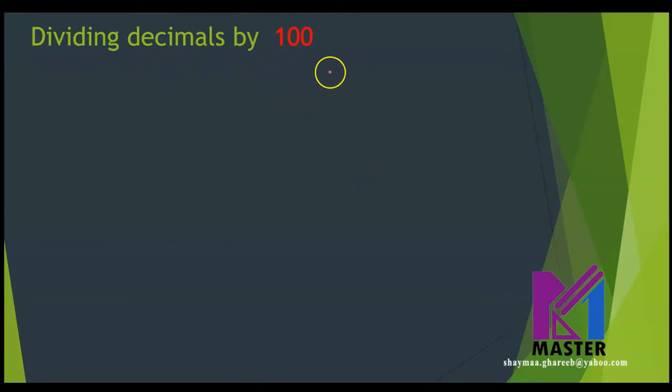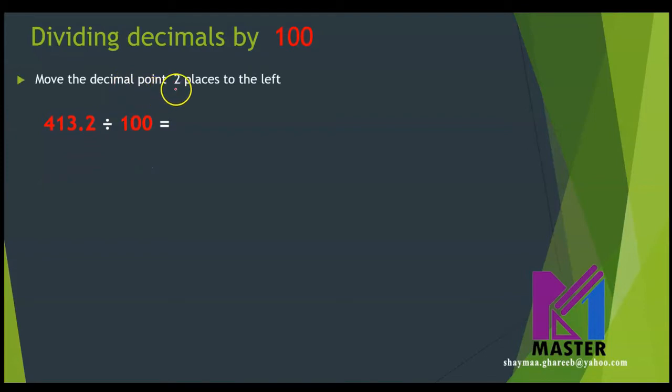Dividing decimals by 100. We have a decimal number here, and we want to divide it by 100. We said when we divide by 10, each digit in the number is getting smaller by one place. Here, when we divide by 100, each digit in the number will be getting smaller by 2 places. How can we do this? By moving the decimal point 2 places to the left.